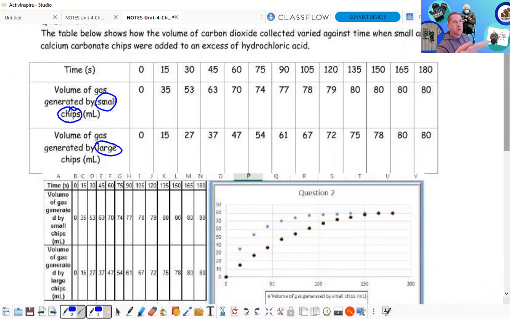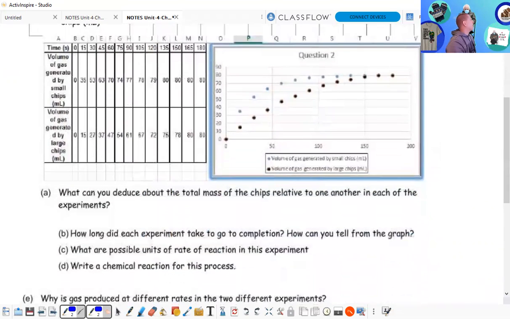They showed the students moving in packs, if you remember. What can you deduce about the total mass of the chips relative to one another? The answer is they're equal. And how do we know? Well, because they both produced the same maximum milliliters of carbon dioxide. So if you use the same mass, you're going to get the same eventual mass of the product. It just won't happen at the same rate, depending on the surface area.